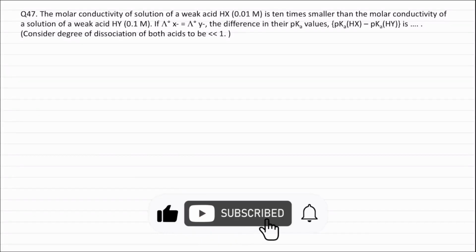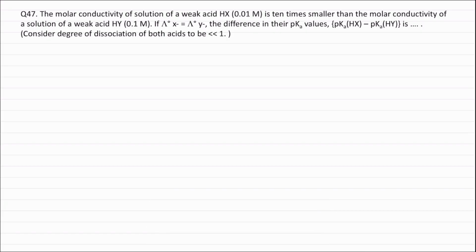Question 47. The molar conductivity of solution of a weak acid HX, concentration given as 0.01 M, is 10 times smaller than the molar conductivity of a solution of weak acid HY, whose concentration is given as 0.1 M. If limiting equivalent conductance of X minus ion is equal to limiting equivalent conductance of Y minus, the difference in their pKa values, that is pKa of HX minus pKa of HY, is dash. Consider degree of dissociation of both acids to be smaller than 1.